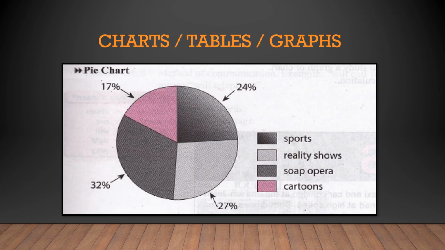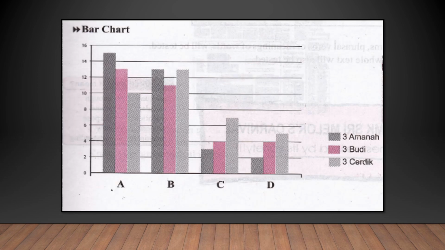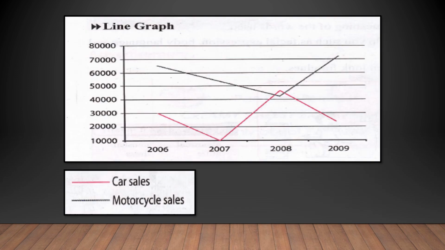Next, let's look at charts, tables, or graphs. The first type is a pie chart. Pie charts normally look at percentages, and they will ask you questions where you may need to do some calculation. Next, bar chart. Bar chart looks at categories and sometimes there may be comparisons to be made. Line graph. Line graph may indicate the rise or the decrease of a certain kind of products. And here you can see it is about sales.